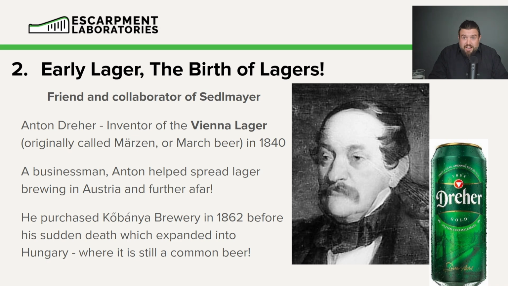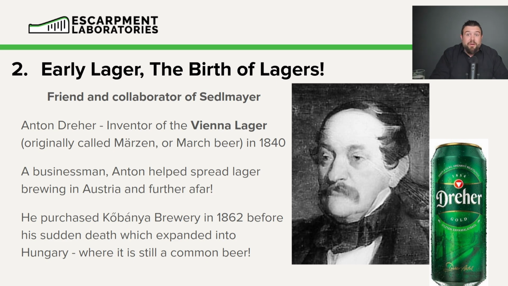He helped spread this type of brewing, these lighter beers, these more amber, not dark beers, all across not just Austria, but further afar as well. Now, he then also produced another brewery. My Hungarian is bad, but Kobanya Brewery in 1862 before his sudden death. This brewery was then taken over by his son, and through his descendants, one of the beers they produced still has his name on it, Dreher Gold.